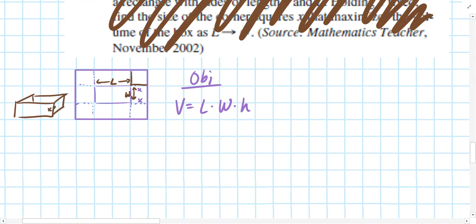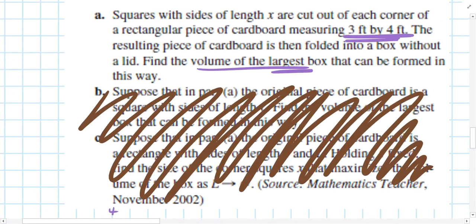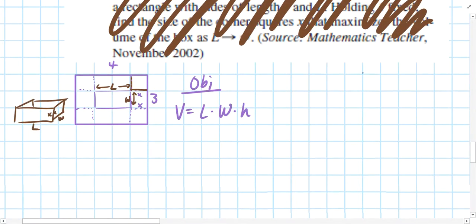So x ended up getting folded up. We've got a length and a width to that particular box. And so our constraints then can be evaluated based on the cardboard being 3 units in one direction and 4 in the other. I think they did say feet, so 3 feet by 4 feet.